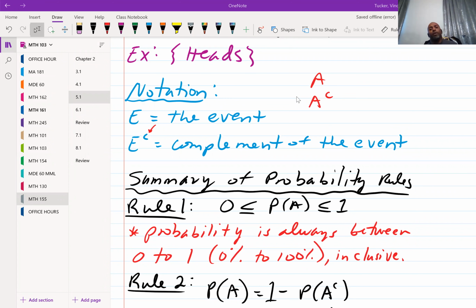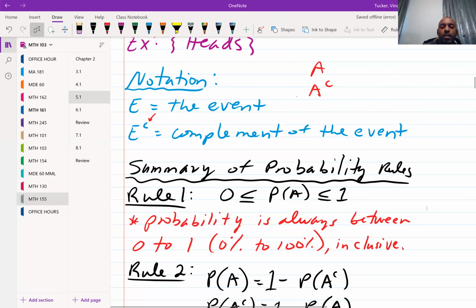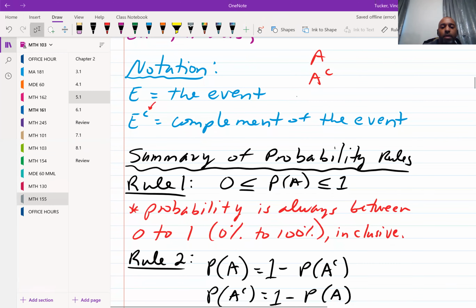All right, so the first rule is that your probability is always going to be between 0 and 1. There can be a 0. Notice it has the bar under our less than sign, so it can be 0 and it can be 1. 0 represents 0% chance. 1 would represent 100% chance. So that's the first rule. No such thing as a negative probability, and it can't be greater than 1.